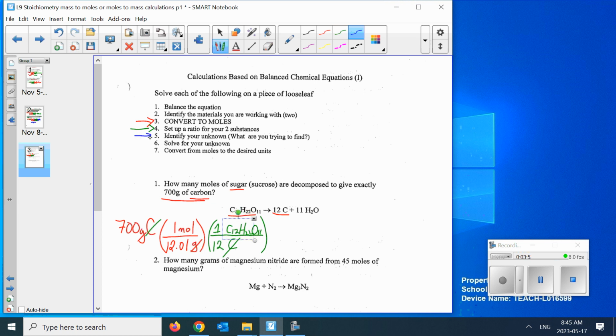Identify, what am I trying to find? Solve for your unknown. If it was moles of sucrose, I would stop right here and calculate, right? Not what I want, though. I want how many moles of sugar are decomposed. Oh, I do. Great. I will stop. We're done. But if not, you would have to go from moles to the desired unit. So I'm going back to this. So this is 700 divided by 12.01 divided by 12 again.